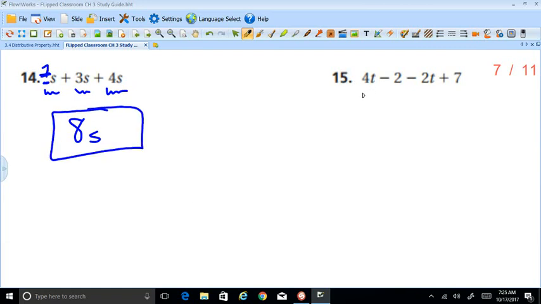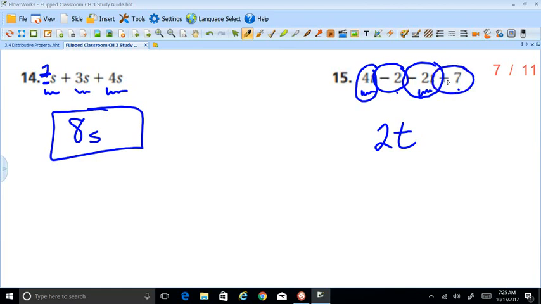Number 15, T term, constant, same T term, constant. Let's put our T terms together. So we have 4T minus 2T. What is 4T minus 2T? 2T. And then we have minus 2 and a positive 7. Now we really haven't got into negatives, but if you have 7 positives and 2 negatives, your balance is a positive 5. So we're going to add on plus 5. Final answer.